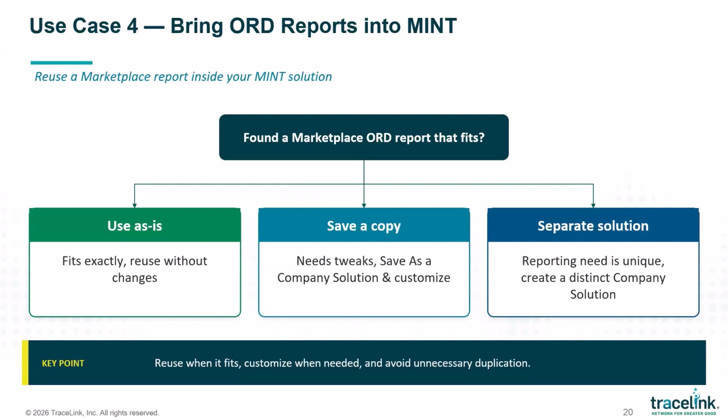If it fits exactly as it is, use it as is and simply reuse it. If it needs some changes, save a copy. Use Save As to create a company solution and then customize it, since you can't edit the standard or marketplace solution directly. If your reporting need is genuinely unique, create a separate and distinct company solution. The main lesson is simple. Reuse existing assets when they fit, customize when you need to, and avoid unnecessary duplication. One caution, this use case may require confirming which marketplace assets are actually available and compatible in your context, so verify that before you commit.